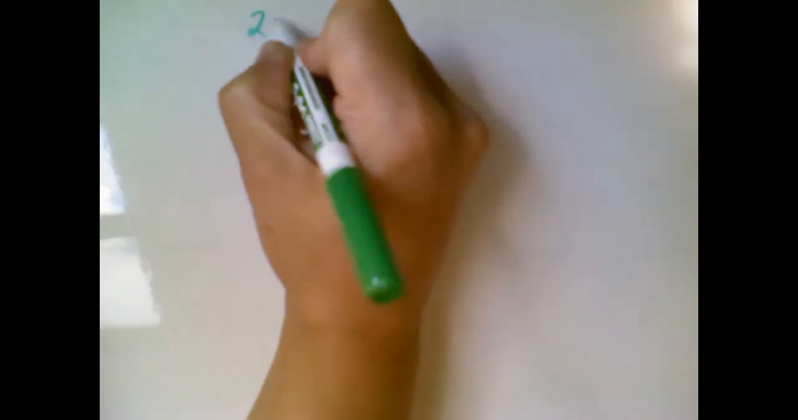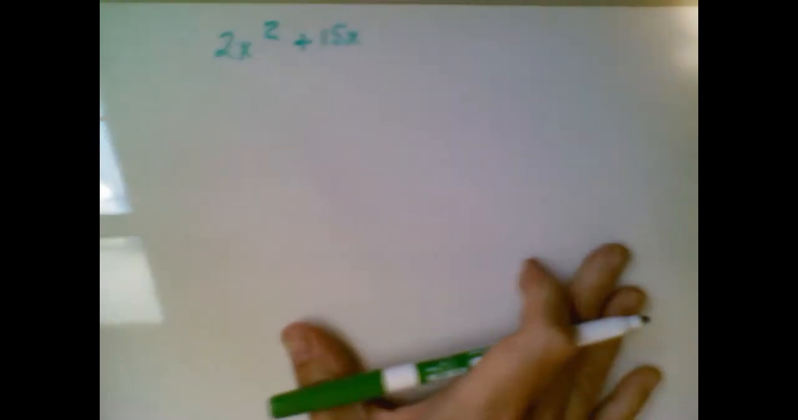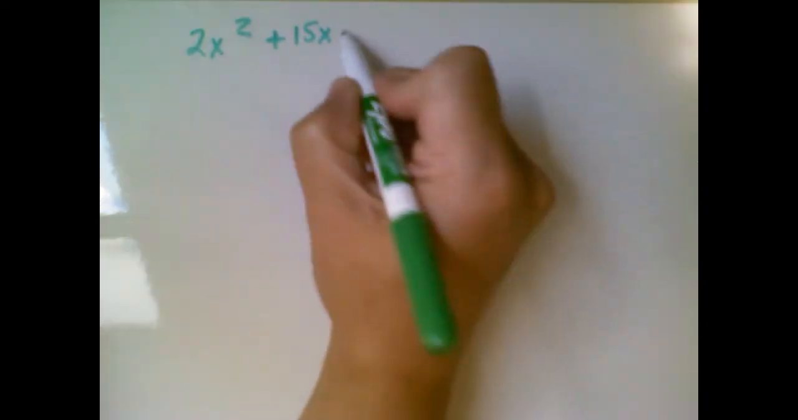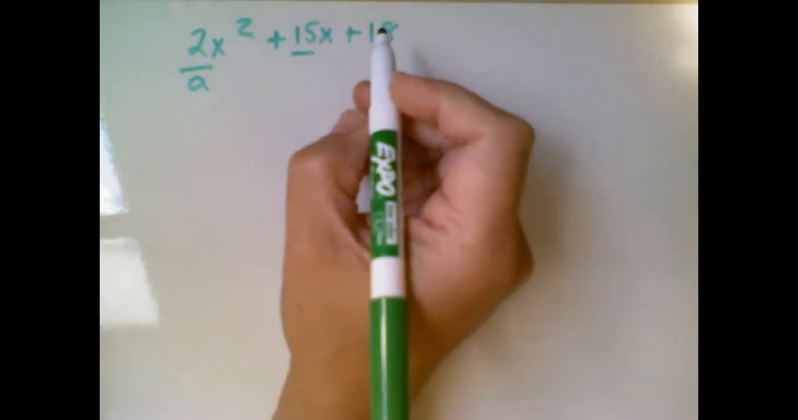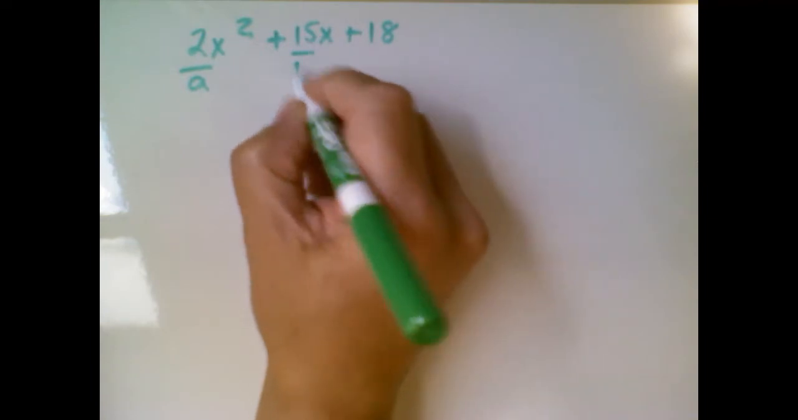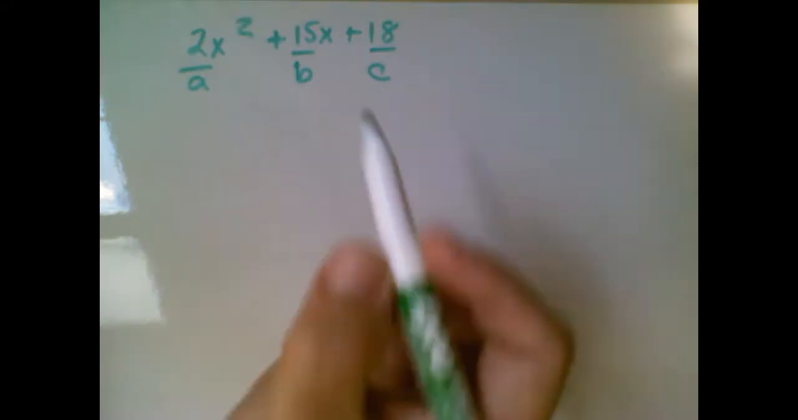So now let's go in the other direction. Let's start with 2x squared plus 15x plus 18. The first thing that we need to do is label our A, B, and C. And again, this quadratic is in the standard format for quadratics. We can teach that at another time. I'm just trying to teach how to factor these quadratic expressions into binomial factors.